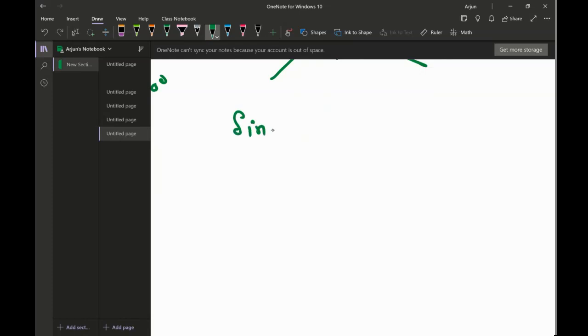So sine theta is given to me. The sine theta value is 0.2225, and the angle lies between 0 degrees and 360 degrees. This is the condition given to me. And what we wanted to find out is the theta value. So what is the theta value?